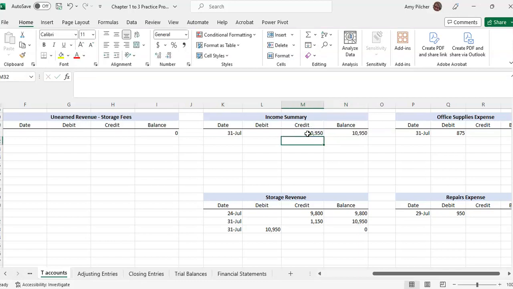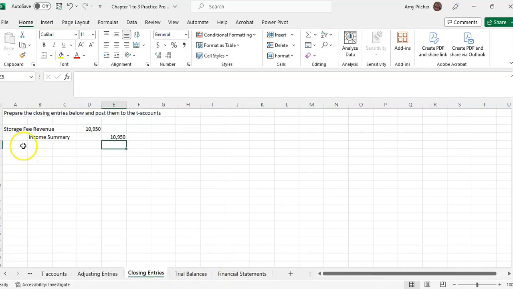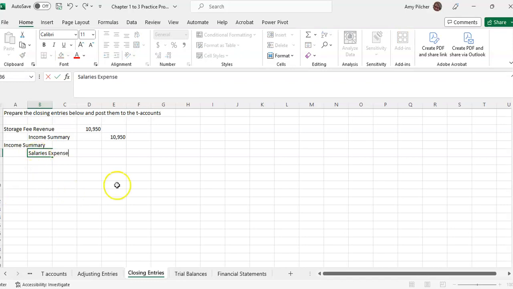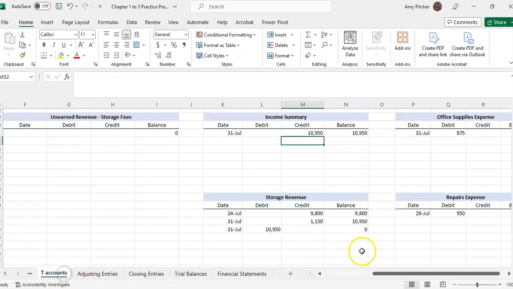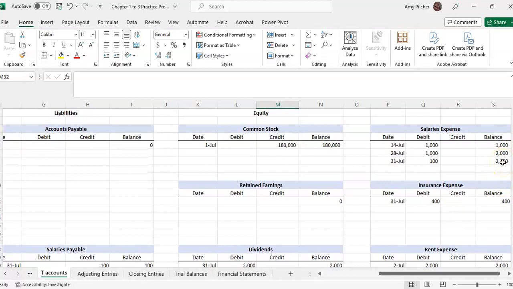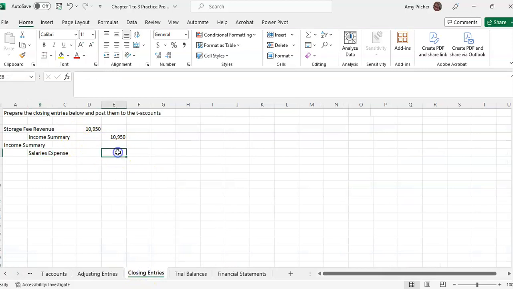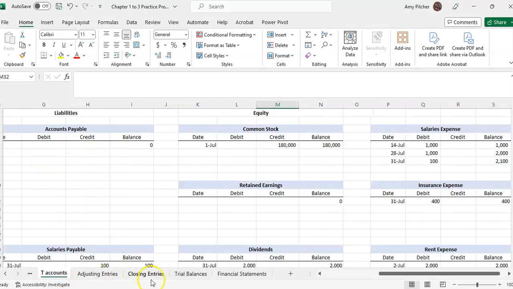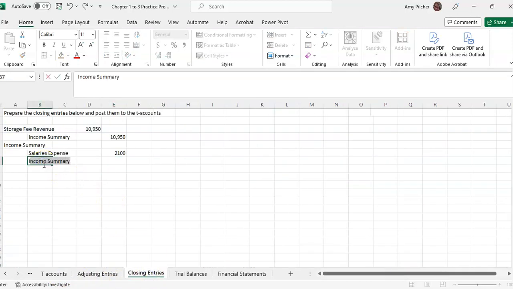Now we're going to close our expense accounts. So all of our expense accounts have a normal debit balance. So to close them, we need to credit them. So we need to credit every single one of our expenses. And we're just going to go down the row, start with salaries expense of 2,100. And then the next expense is insurance expense for 400.